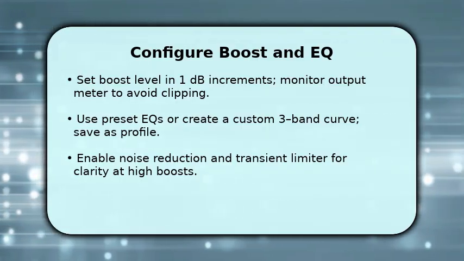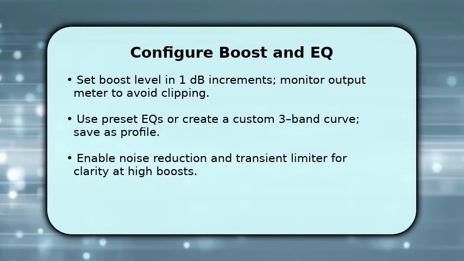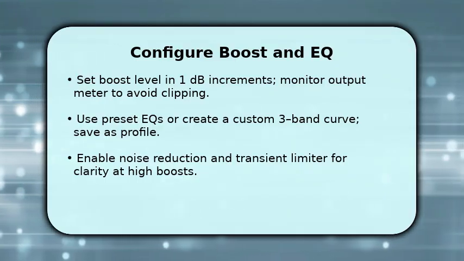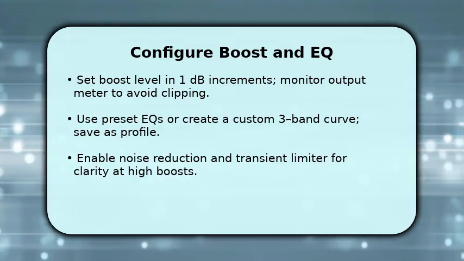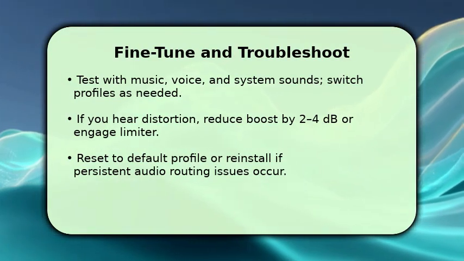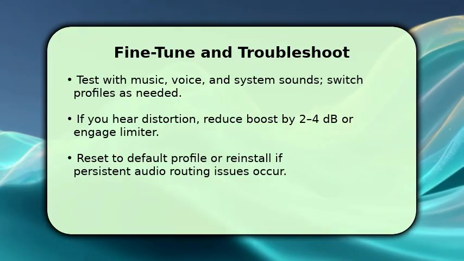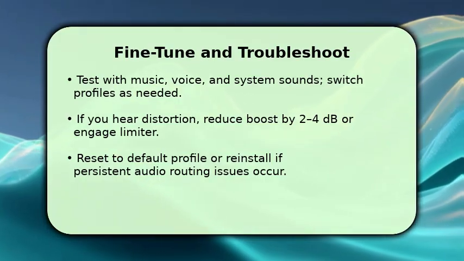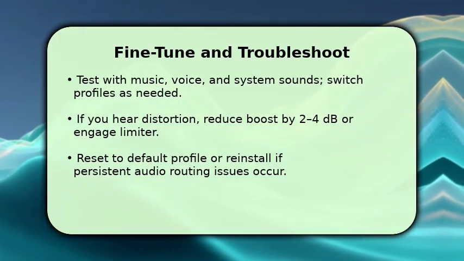Once done, enable noise reduction and the transient limiter to keep audio clean and prevent harsh spikes when you push levels higher. You finish by testing across content types, music, podcasts, and system sounds to ensure consistent quality. Switch profiles or tweak EQ bands to suit each source.